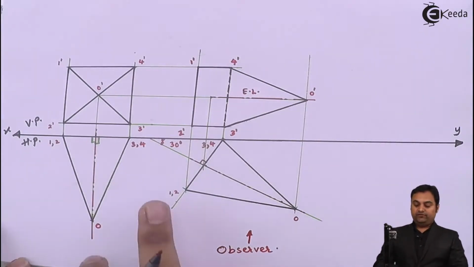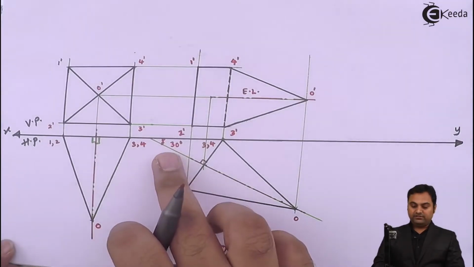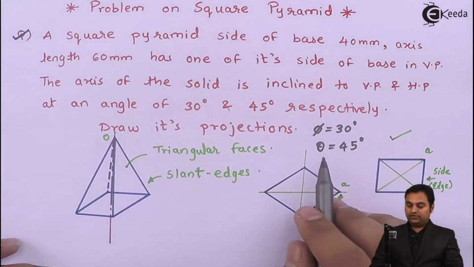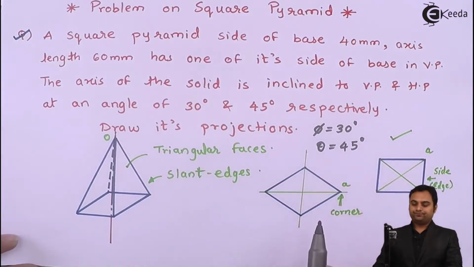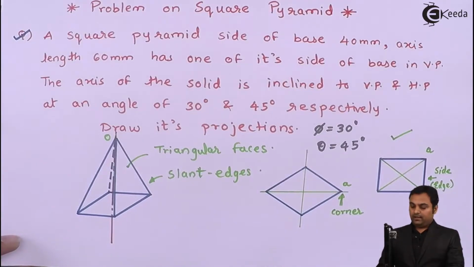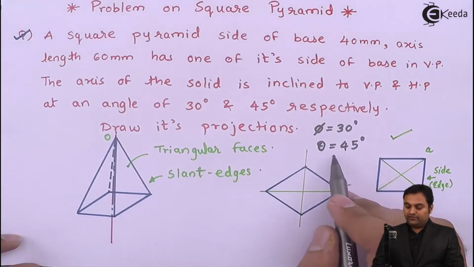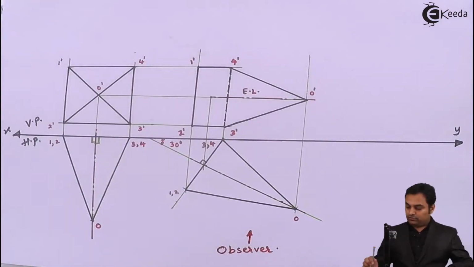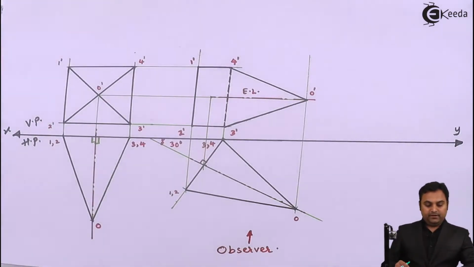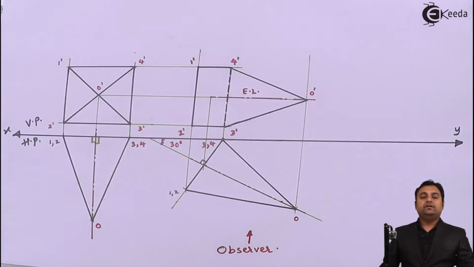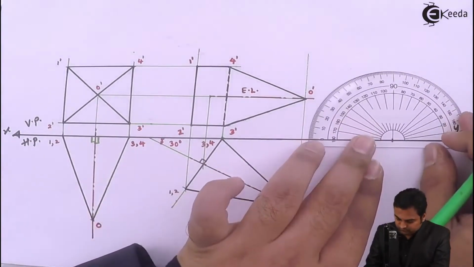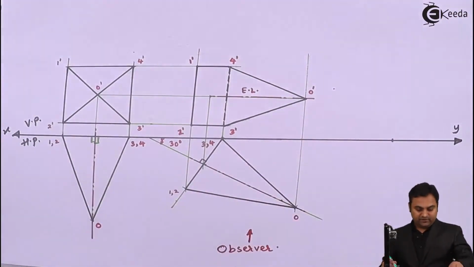So in the next case, the first angle of the axis was given as 30 degree, and now the angle will be changed. Angle with respect to HP, that is 45 degree, will be seen in VP. Now the inclination 45 degree is given for the true length of the axis. So first I'll draw a line inclined at 45 degree. It means if the axis is inclined at 45 degree, then the base is also inclined at 45. A 45-degree line.